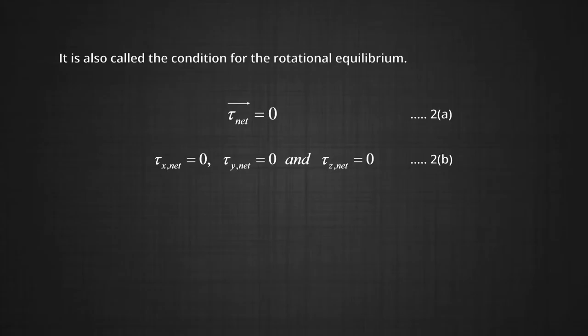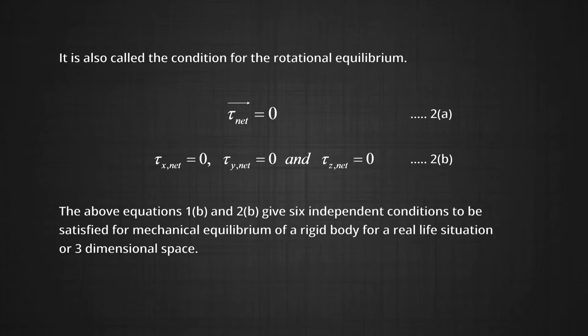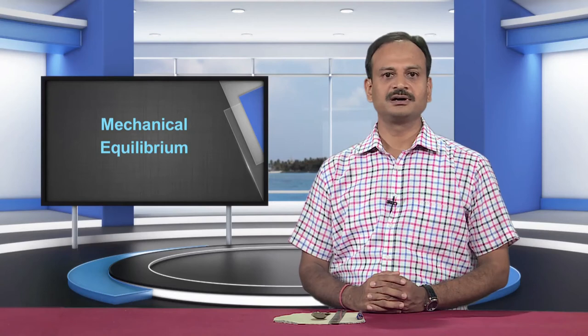In component form, we can write that the net x component of torque will be 0, the net y component of torque will also be 0, and the net z component of torque will be 0. This gives us equation 2b. The above equations 1a and 2a actually give us 6 independent conditions to be satisfied for mechanical equilibrium of a rigid body in a real life situation, or three-dimensional space. That's a lot of conditions, in fact 6 in all.